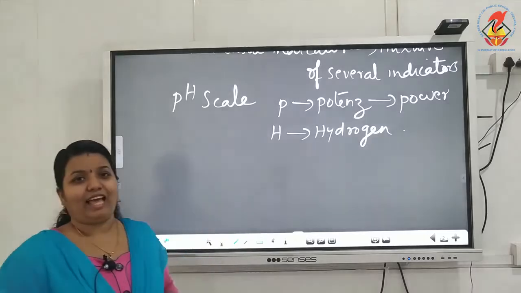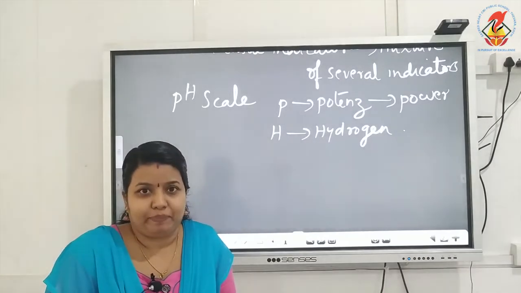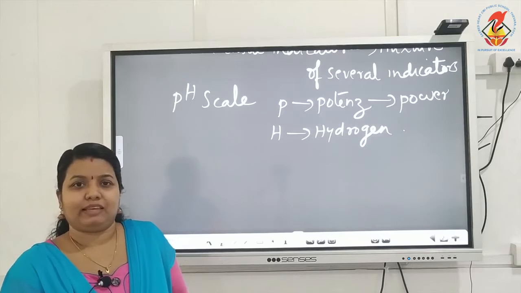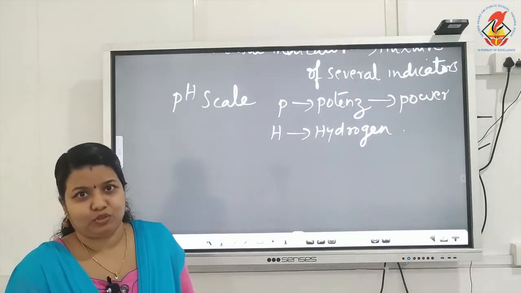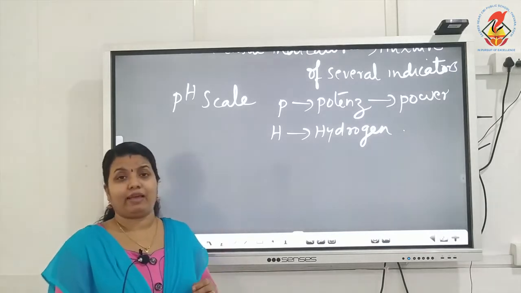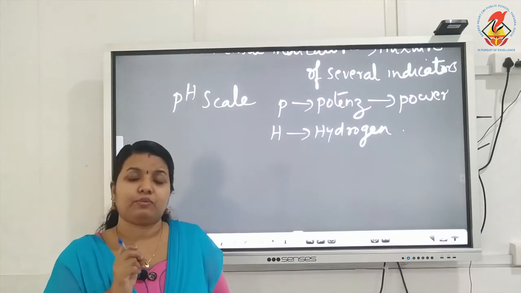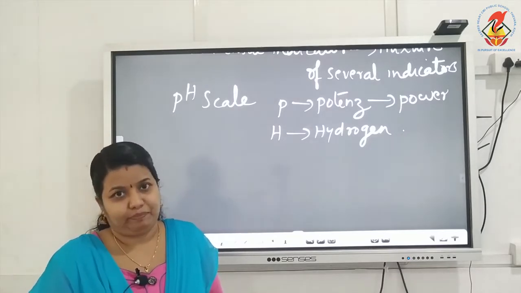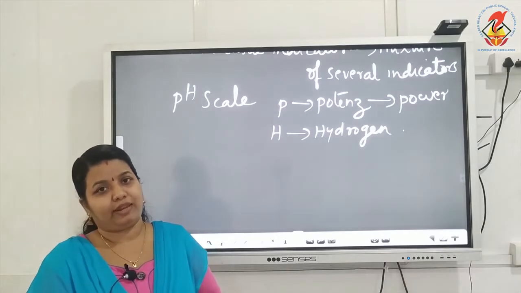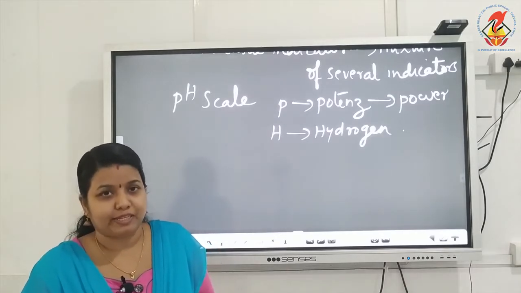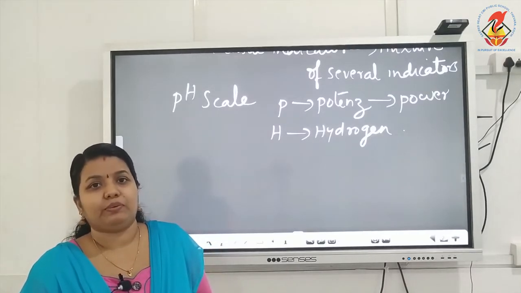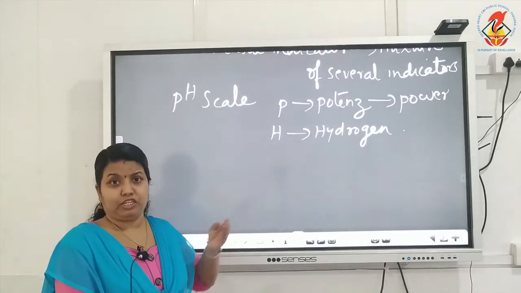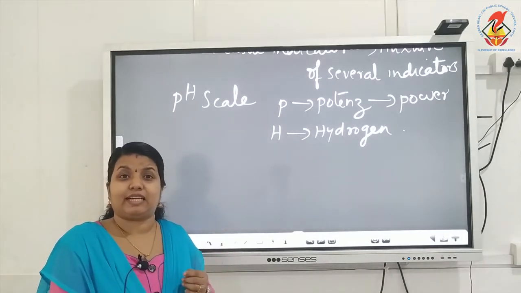Now, coming to the pH scale. In the pH scale, we make use of a paper known as pH paper, and along with the pH paper, there will be a standard color chart. The paper that we use to measure the strength of an acid or a base is known as pH paper. It is coated with the universal indicator. And along with the pH paper, there will be a standard color chart.